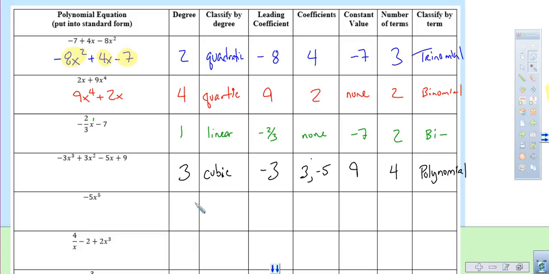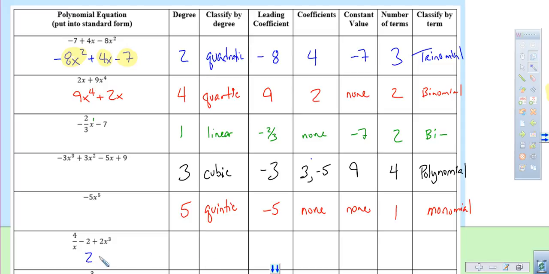Go down to the next one here. Our leading coefficient, I'm sorry, our degree is 5. We call that a quintic. The leading coefficient is negative 5. We don't have any other coefficients, and we don't have a constant. There's one term, and we call that a monomial.